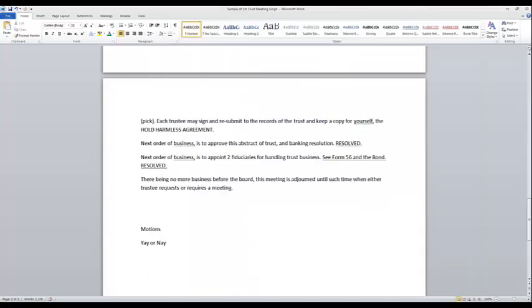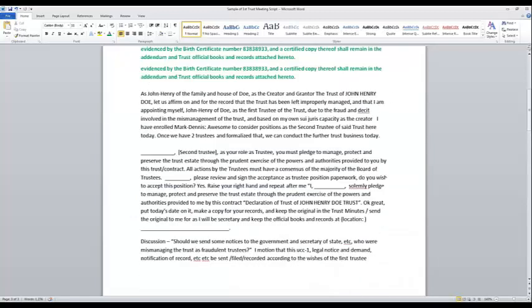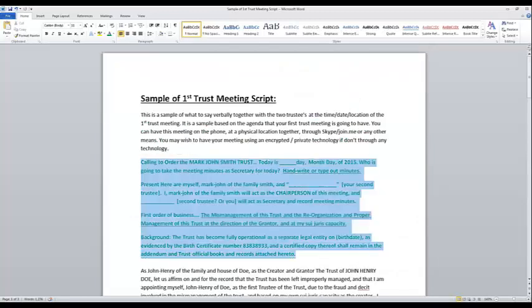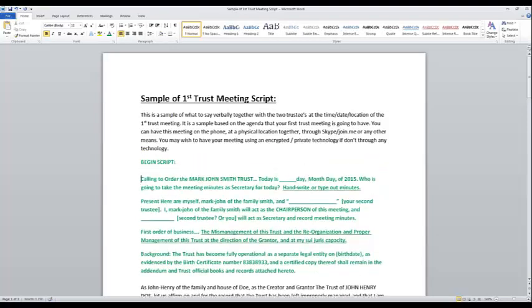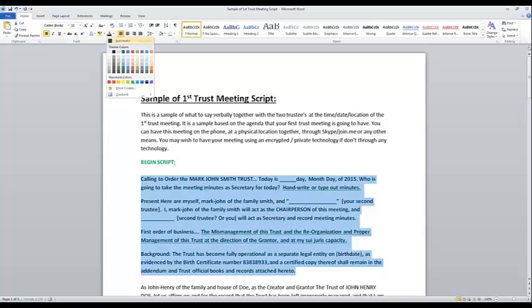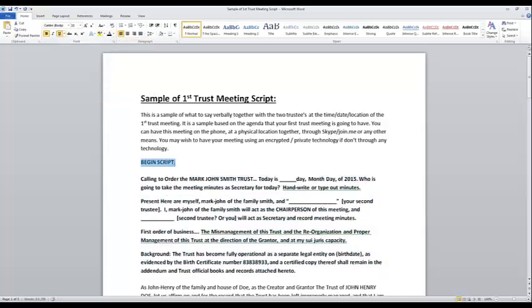Okay? So anyways, there are some other optional things that we're not going to cover that you can throw into the same meeting. But at the end, you say there be no more business before the board. This meeting is adjourned until such time when either trustee requests or requires a meeting. And that's basically it. So that is the sample script. I'm going to put here, begin script. That is just the sample script for someone who's never done something like that, and I hope that's a valuable thing to give to you guys.